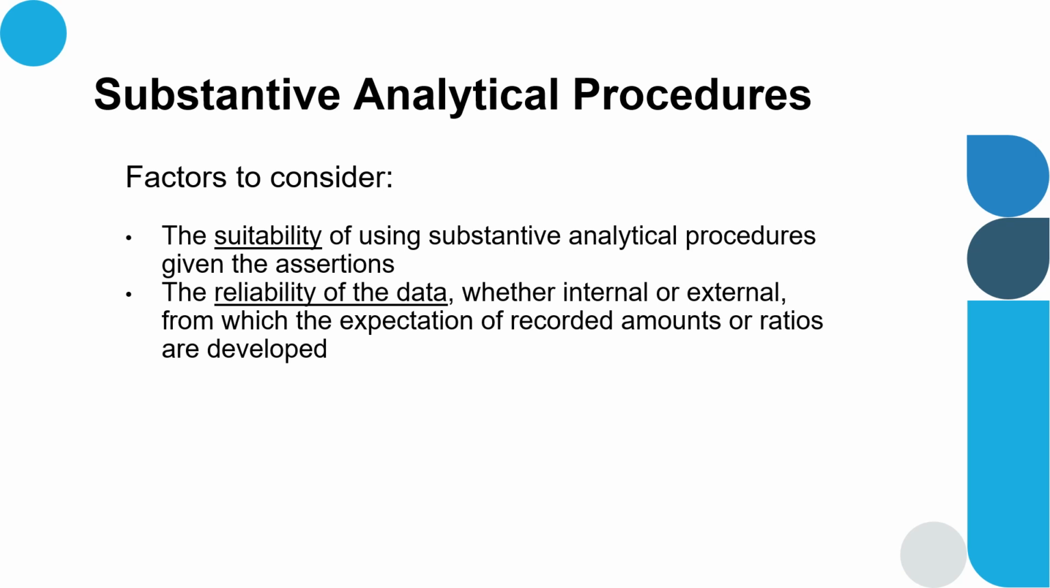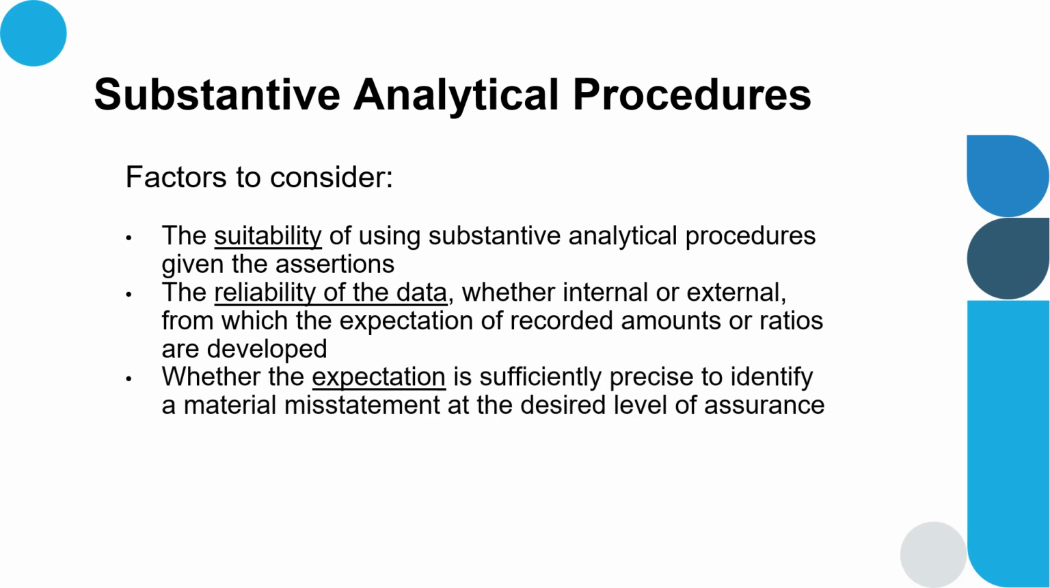Later on, we get to see that when we perform substantive analytics, we develop an expectation. So we consider the reliability of the data that becomes the source of this expectation and, of course, the subsequent testing. Then we consider whether the expectation is sufficiently precise to identify a material misstatement at the desired level of assurance. Take note, it's an expectation, so it could never be accurate. That's why we're saying just sufficiently precise to give us that desired level of assurance.